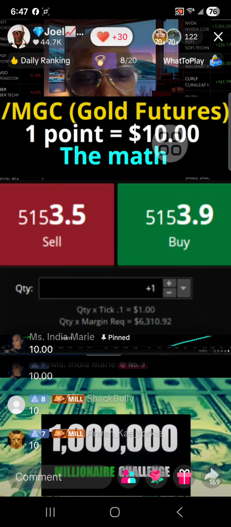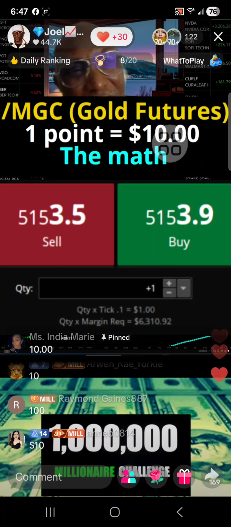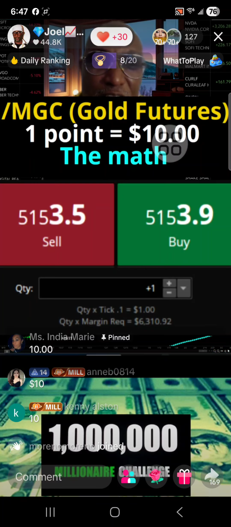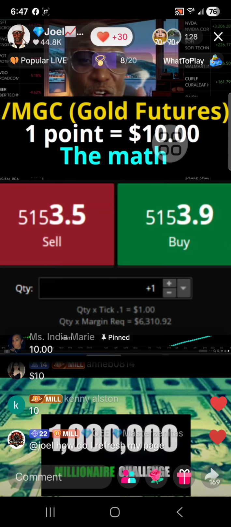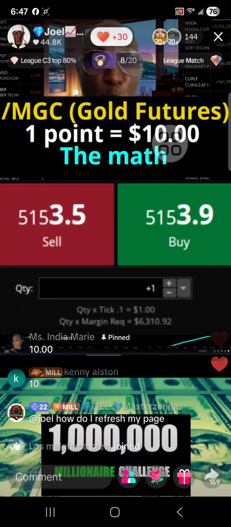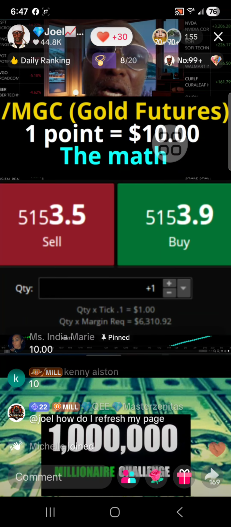$10,000. You make $10 for every dollar move, but every tick is going to go 10 cents, 20 cents, 30 cents, 40 cents, 50 cents, 60 cents. But every dollar move, I'm going to make $10. So if it goes from 51.50 and I get in and it goes to 51.60, we call those points. It went up 10 points, but I make $10 per point. So if it goes up 10 points times $10, I'm going to be up $100.